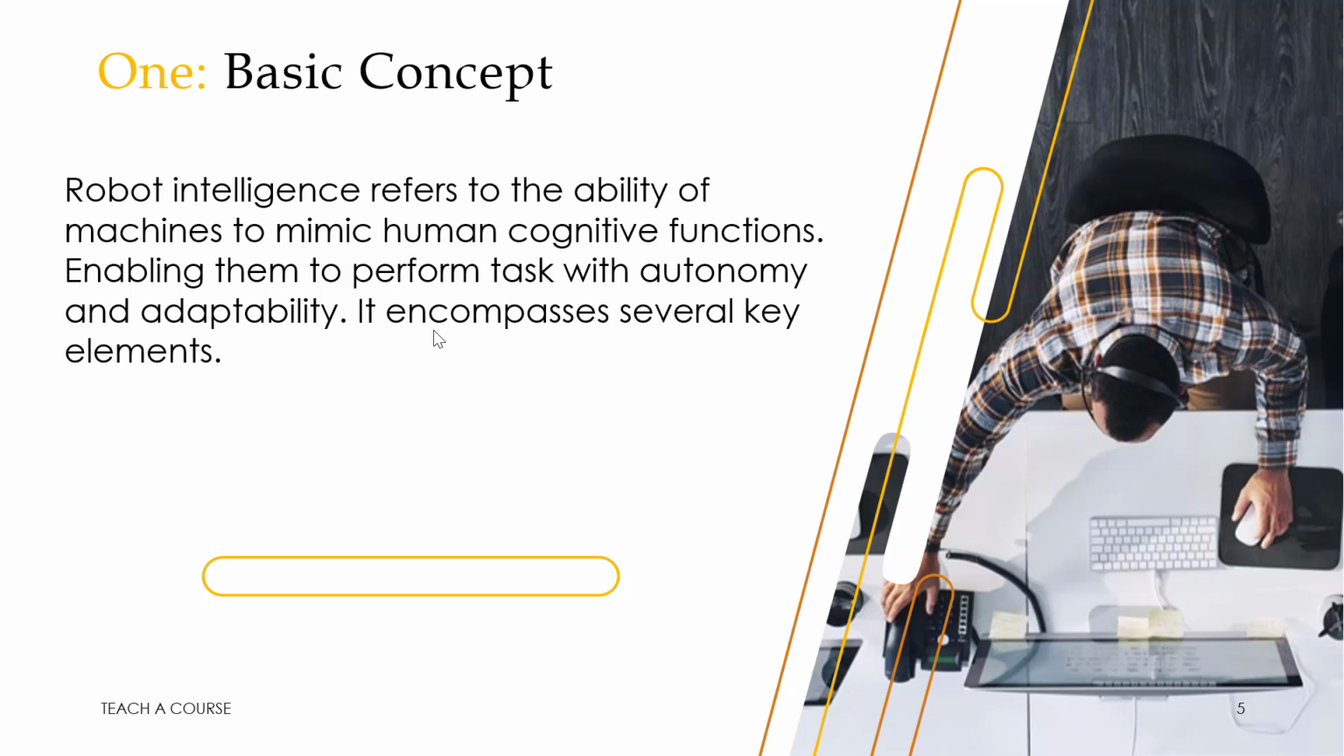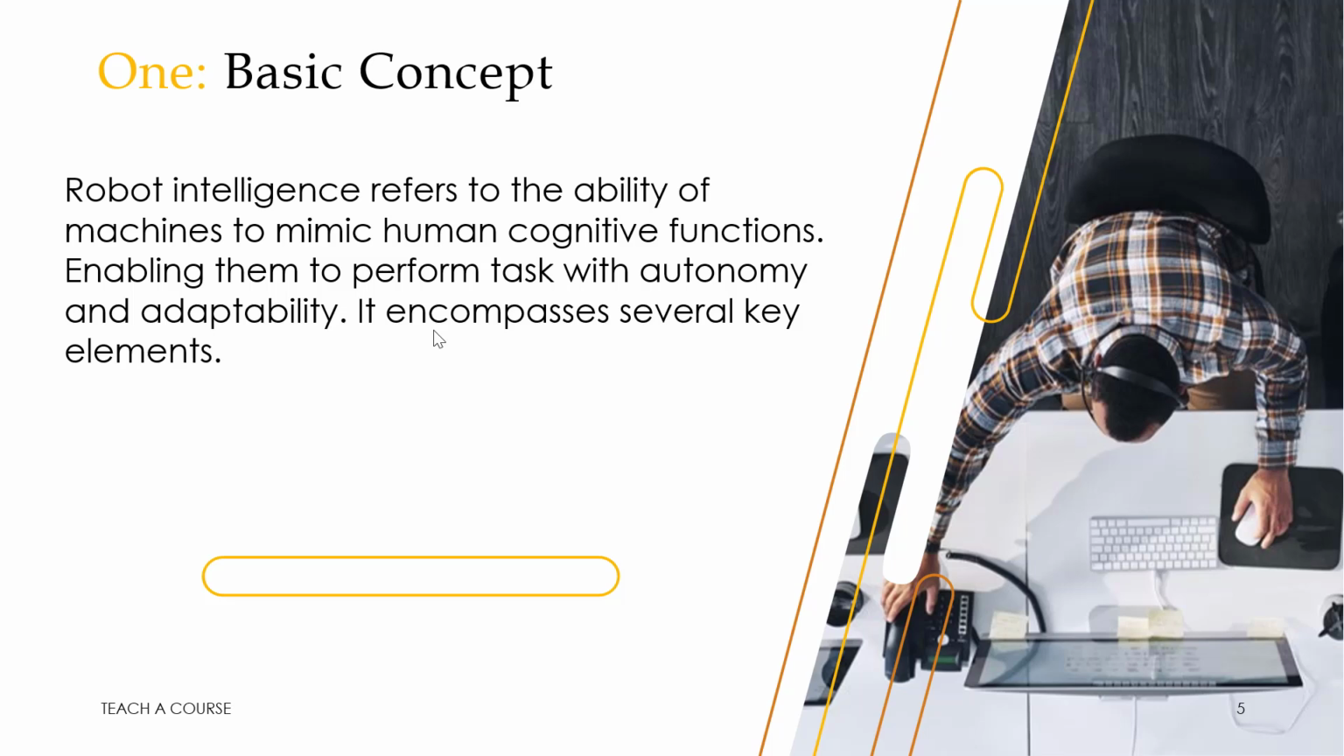The next key element is learning and adaptation. Through machine learning, robots can learn from experiences and adjust their behavior based on new information, enhancing their performance over time. The next one is autonomy. Intelligent robots can operate independently, executing tasks without any human intervention. The next one is interaction. Natural interfaces like speech recognition and gestures enable seamless communication between humans and robots.